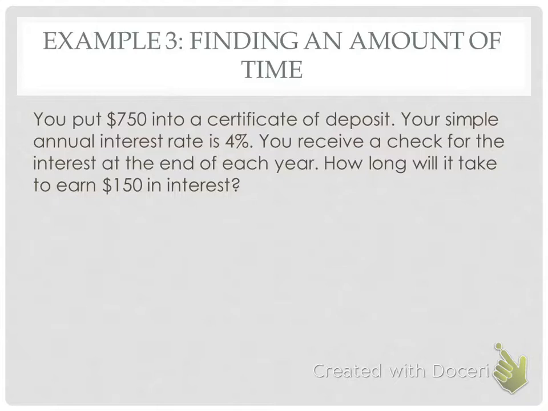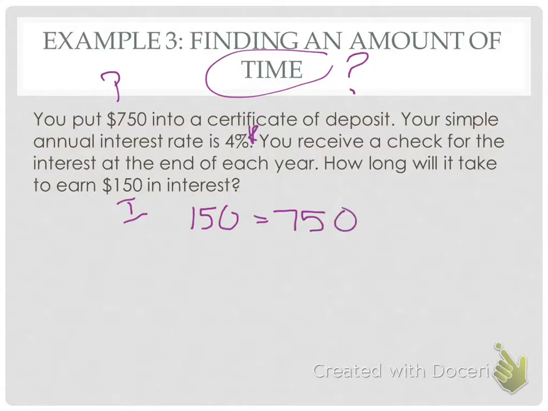Well, in this example, it gives us the principal, it gives us the rate, it gives us the interest, and now I need to find the time. Just like the percent problems where we solve for different parts of the formula, that's what we're doing here. Now we're solving for time. So I need to make sure that I plug these numbers into the correct parts of the equation. So the interest is $150. The principal is $750. The rate is 0.04, and we don't know the time.